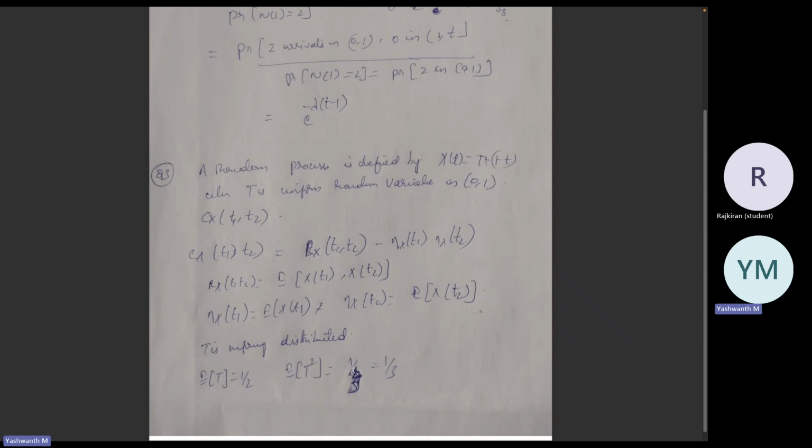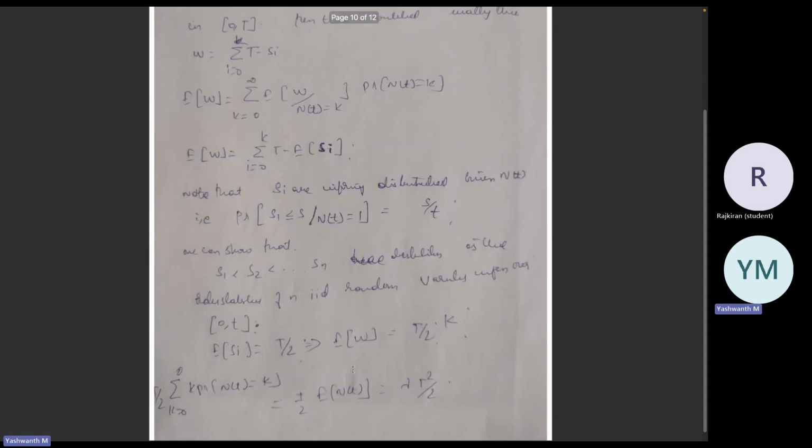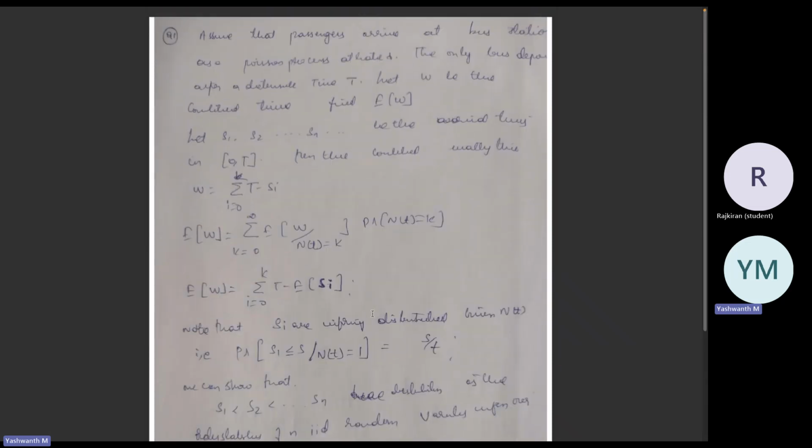Then I think this is the only complex problem. You assume that passengers arrive at a bus station following a Poisson process with rate lambda.